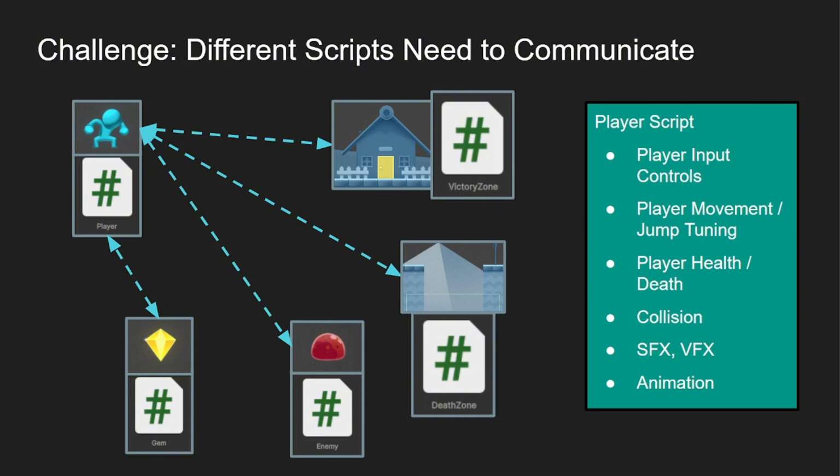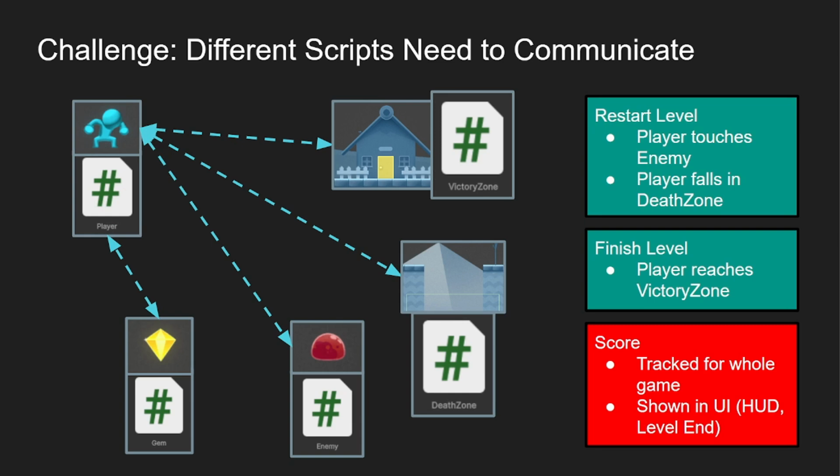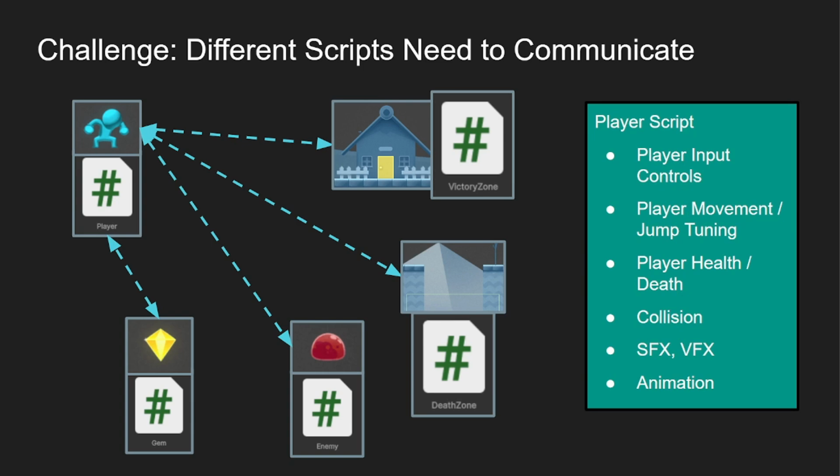So we've got the player control script. We don't want to put it there because we want the player script to just be specific to the things that the player does. So it makes sense for the player's input to be there, and the jumping and their death and detecting collisions with other things and playing the player's specific sound effects, VFX, and animation. But we wouldn't want to put the tracking of the score and showing things in the HUD and updating the HUD and moving to the next level there, because that's not what the player does.